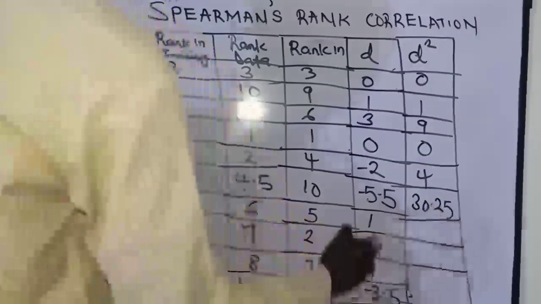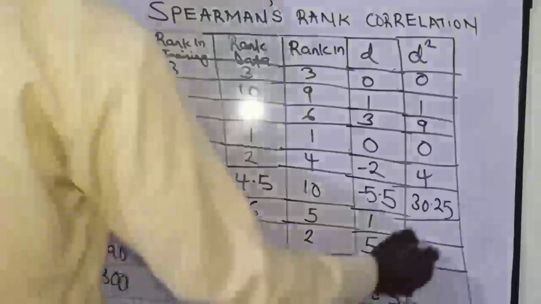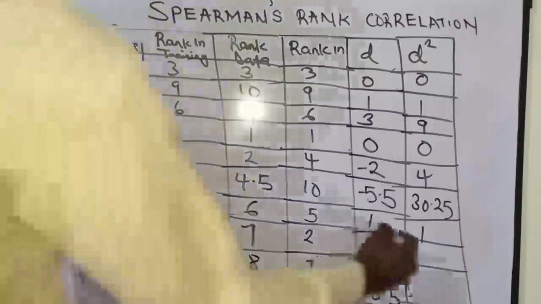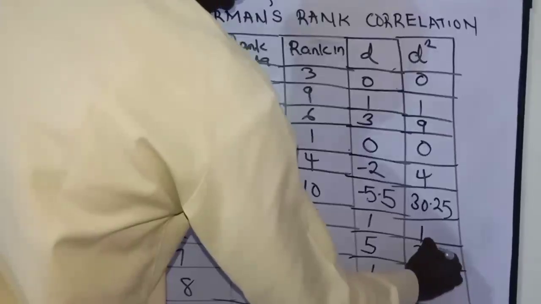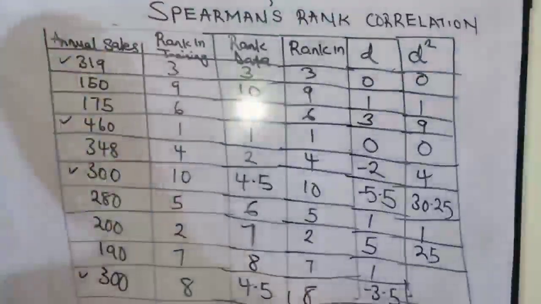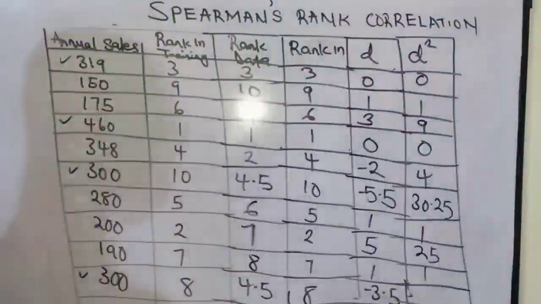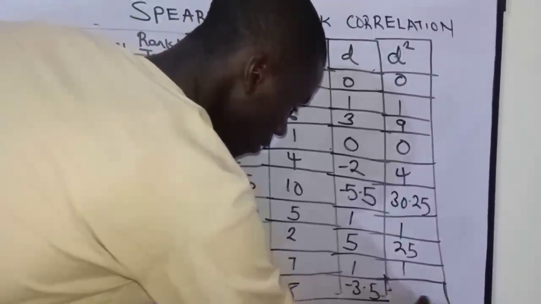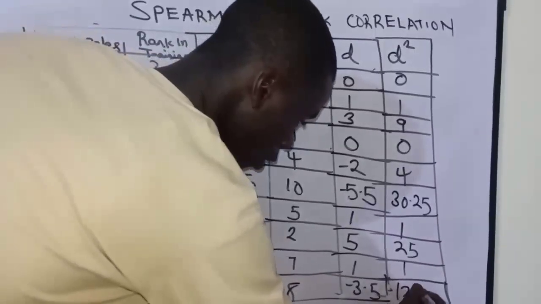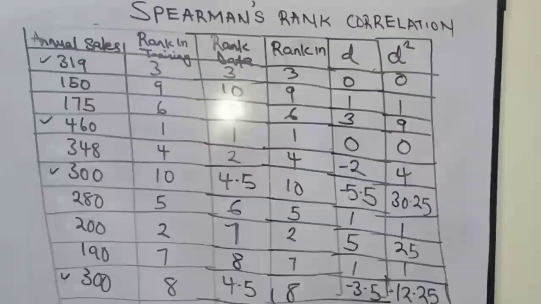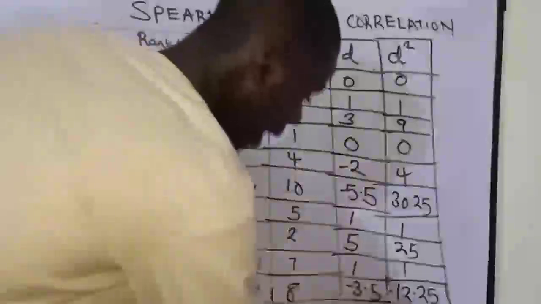Minus 5.5 square is 30.25. 1 square is 1. 5 square is 25. 1 square is 1. Minus 3.5 square is 12.25. So, I'm going to add this together.